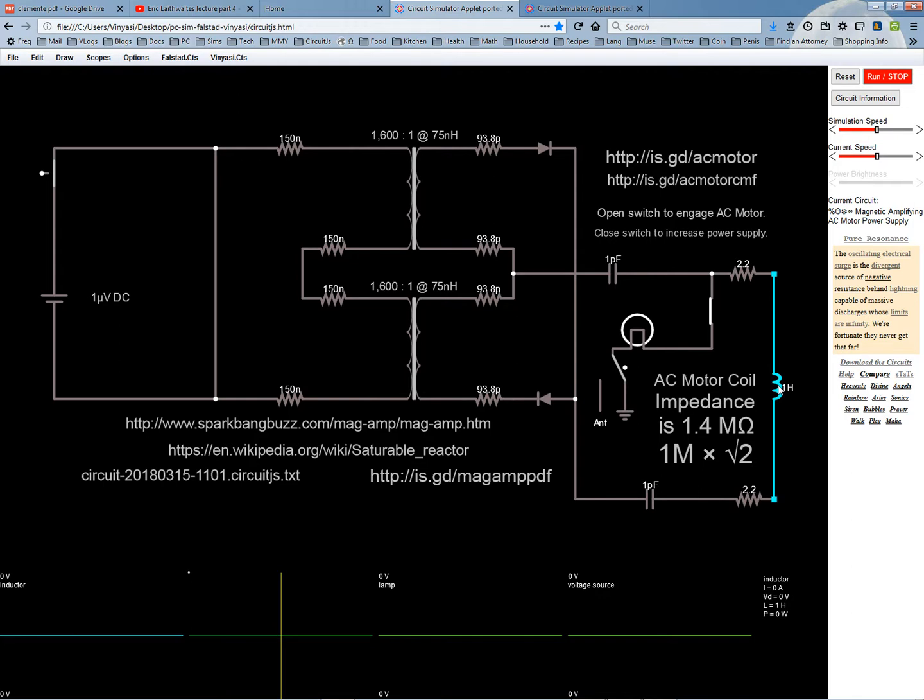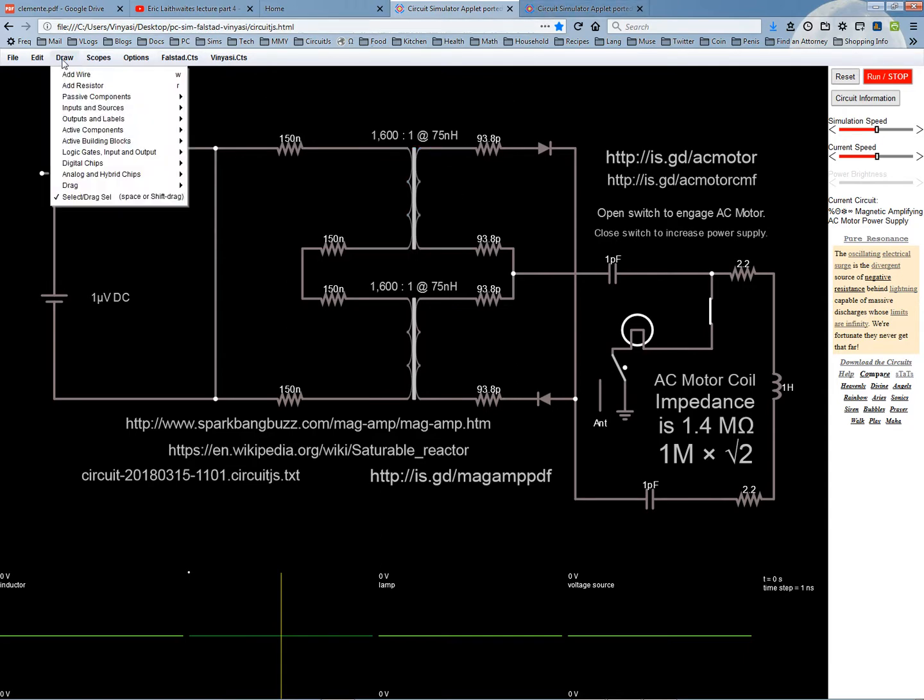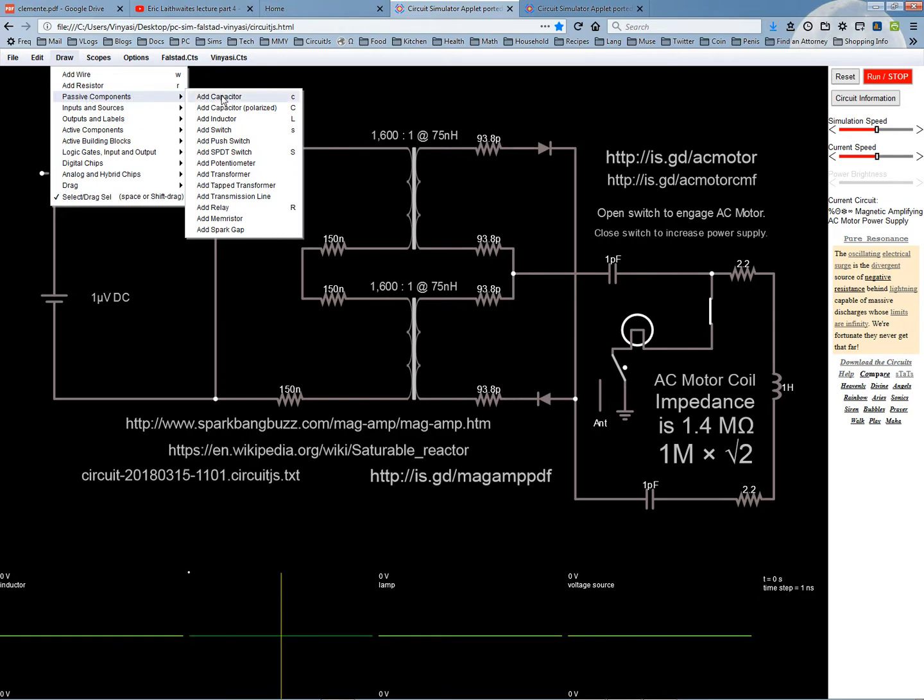It's taking a little bit of time to monkey with the Paul Falstad simulator to see if I can successfully do that. In the meantime, I did something far simpler. I took one look at this and thought, this looks like a transformer with a center tap, and Paul Falstad gives us that extra component. Under passive components, we have transformer or tapped transformer.